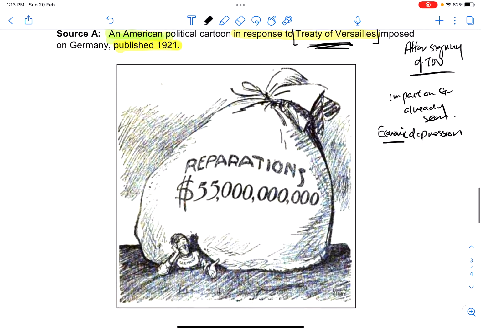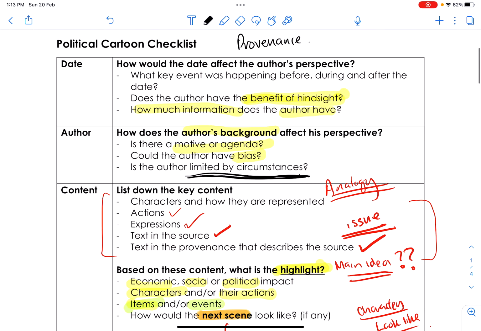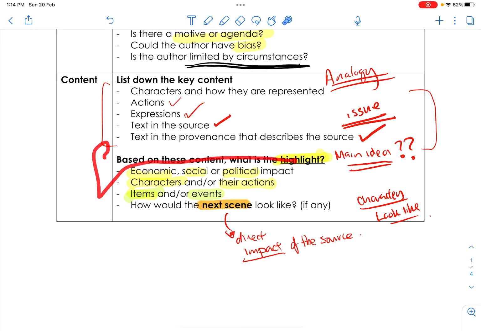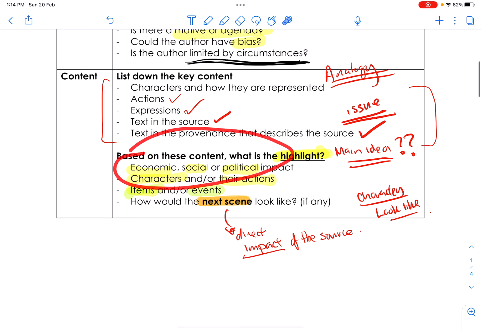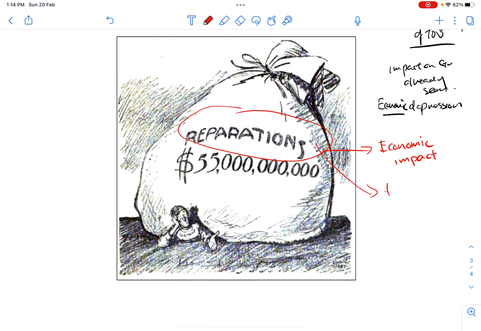Now, looking at the cartoon, like I said before, you must check the characters, who they represent, actions, expressions, any text you see, and of course the provenance, and check again what is the main highlight here: economic, social, or political impact. So here, because this is very big, I can tell that this is talking about the economic impact, because the main focus is on the reparations. Yes, this is the main focus, so this is the highlight.